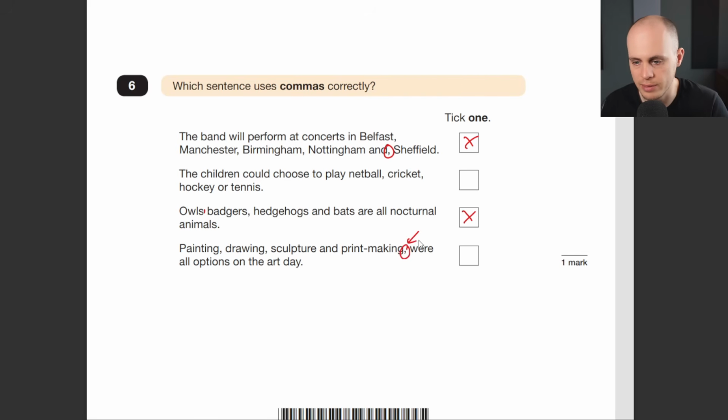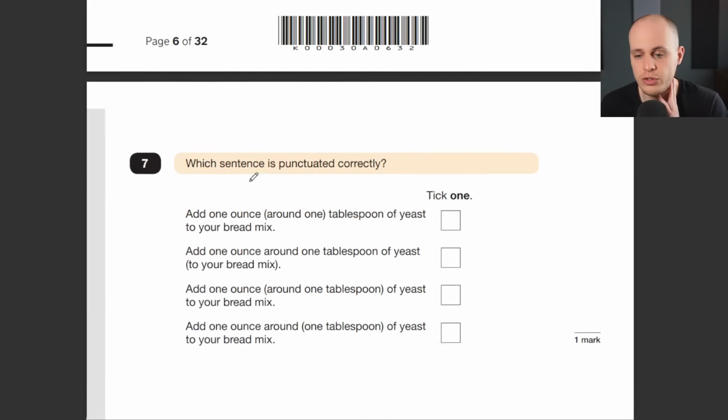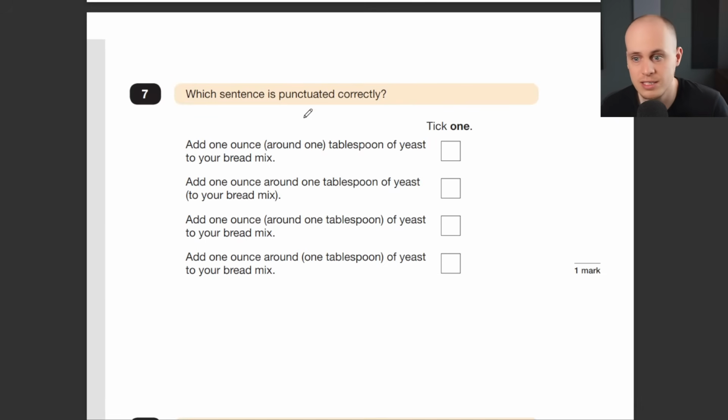Again, don't need this comma here after the end of the list. So go back to my gut feeling. Is this one? This one's fine. It uses the commas correctly. You don't need a comma between the last 2 items. Good.